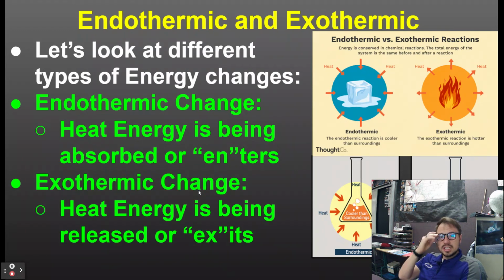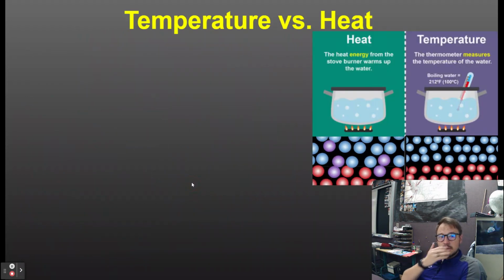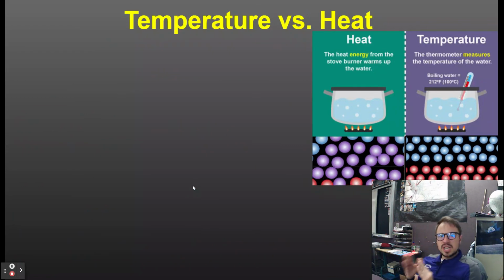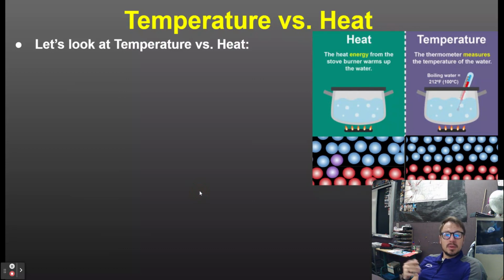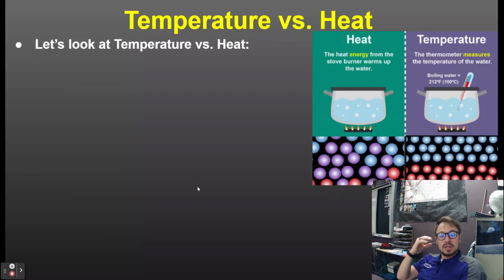Now, in an exothermic change, heat energy is being released or it exits. So the example that I use is that if I put a cup of ice water out on the table, what's happening is that water vapor in the air has a lot of energy, and it comes into contact with that colder surface, and that colder surface takes that energy away. It exits that water vapor, and it condenses on the outside of the glass. So we've been using some terms, temperature and heat. Now, in real life, they've been used interchangeably, but in chemistry and physics, they have a certain meaning.